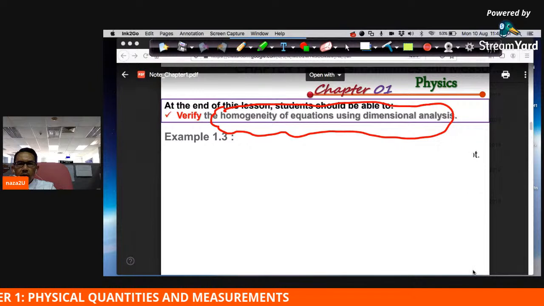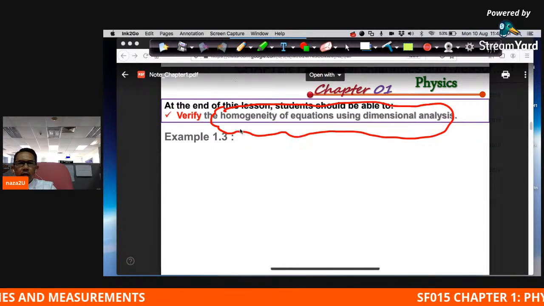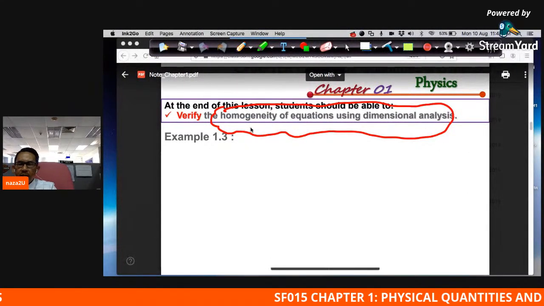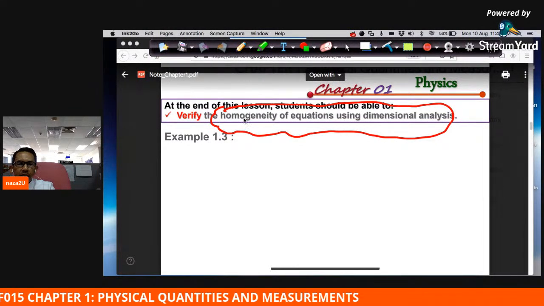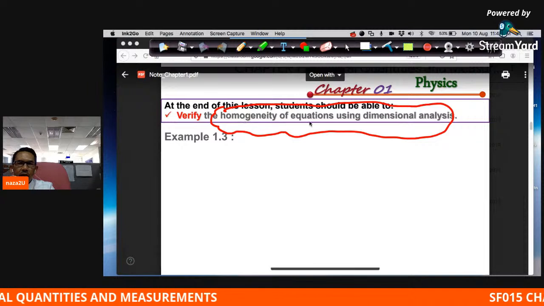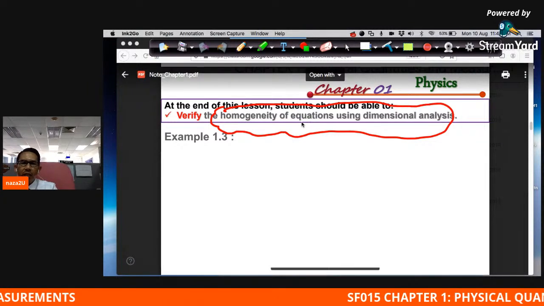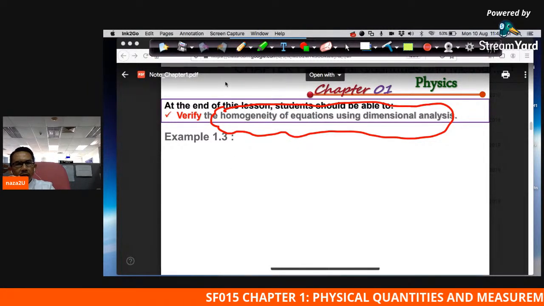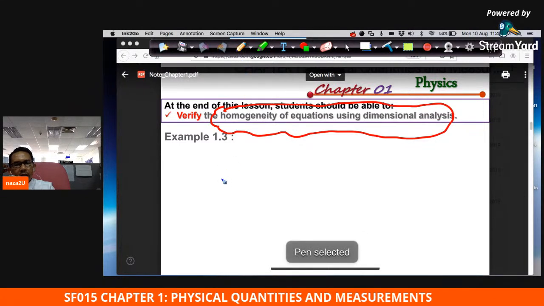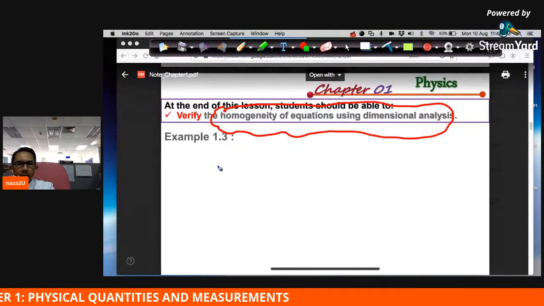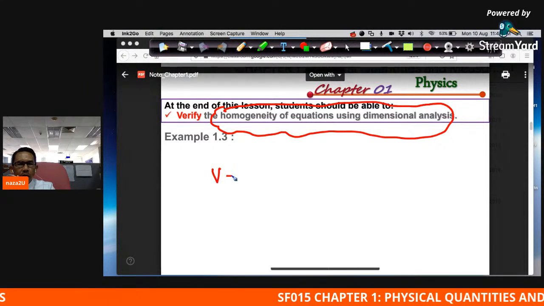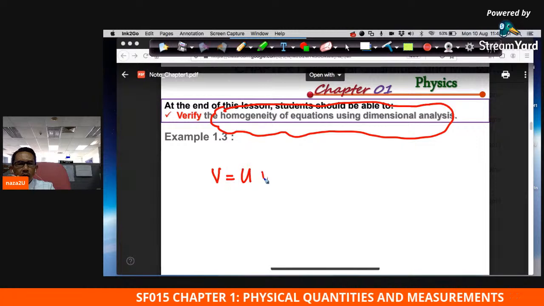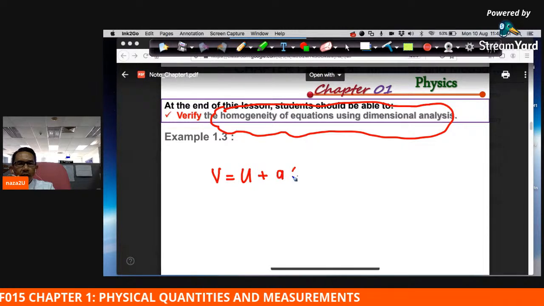Saya ambil satu contoh ya. So this is a homogeneity. So, macam mana kita nak selesaikan soalan ini? Homogeneity of equation using dimension analysis. Okay, sebenarnya dia punya konsep dia senang saja. Okay, let's say kita ada apa? Equation. Saya ambil equation V is equal to U plus AT.